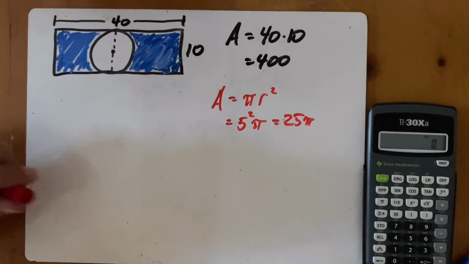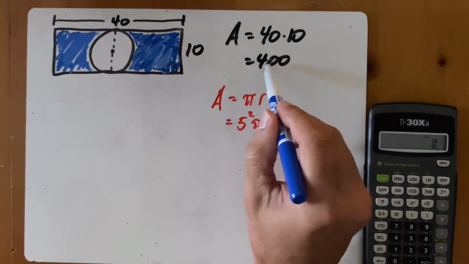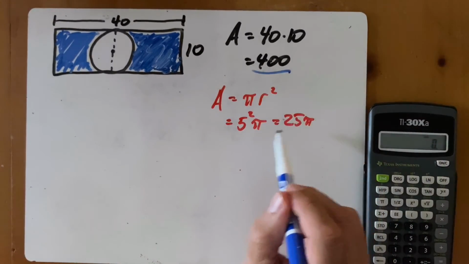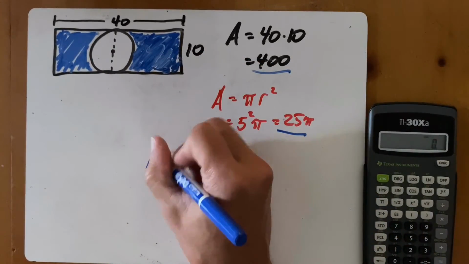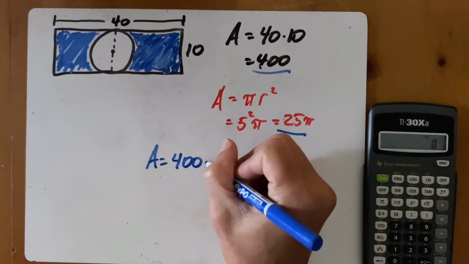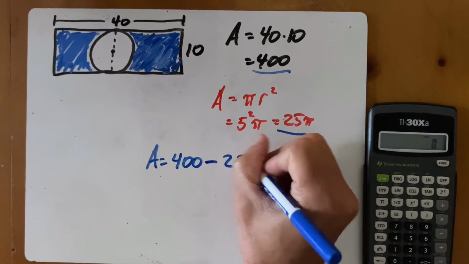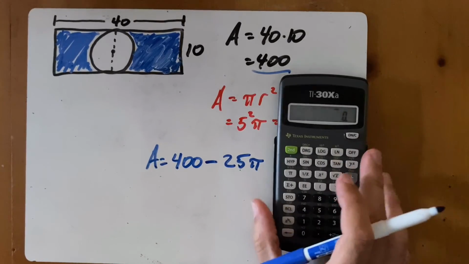I'm going to leave the pi in there for now so we can get a more accurate answer at the end. So now we're going to subtract the area of the rectangle and the area of the circle, and that'll leave us with what's left. Okay, so let's go ahead and do that now. So area is going to be 400 minus 25 pi.